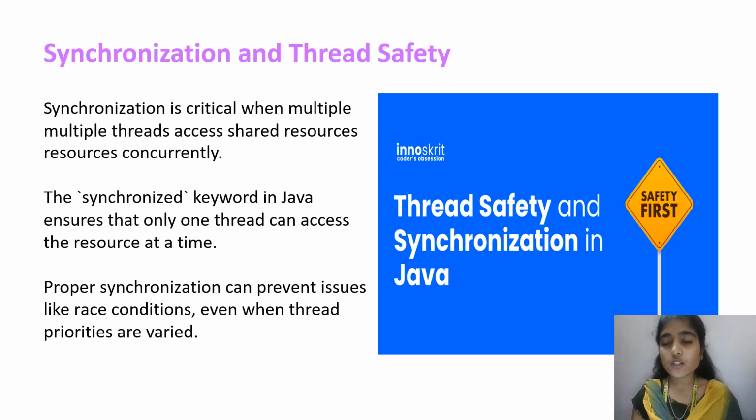Next is synchronization and thread safety. Synchronization is critical when multiple threads access shared resources concurrently. The synchronized keyword in Java ensures that only one thread can access the resource at a time. So only one thread can access the resource at a single time. Proper synchronization can prevent issues like race conditions even when thread priorities are varied.